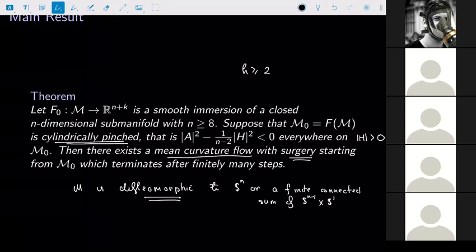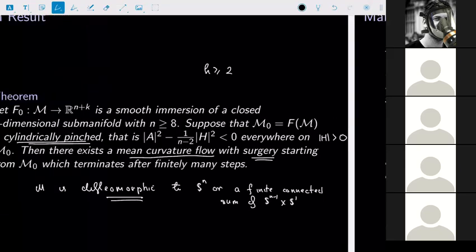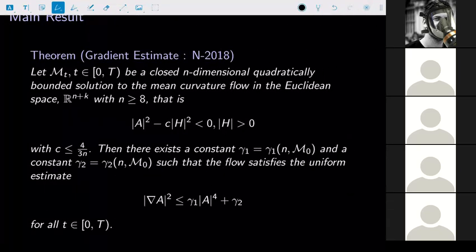Okay, so how do you actually prove a theorem like this? Well, there are quite a few important analytic results needed to prove this theorem. The first thing we require, and I'll explain these later, is a gradient estimate. What this says is that you have a quadratic curvature condition, which is this condition here, |A|^2 minus c H^2.